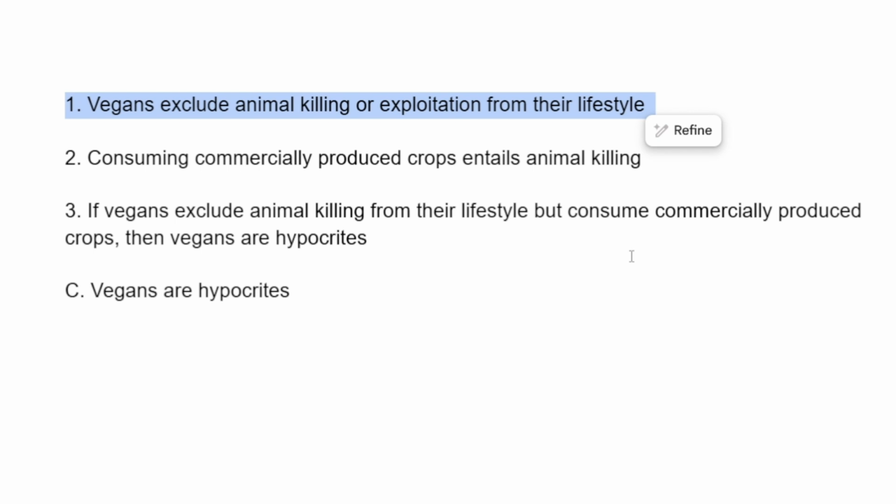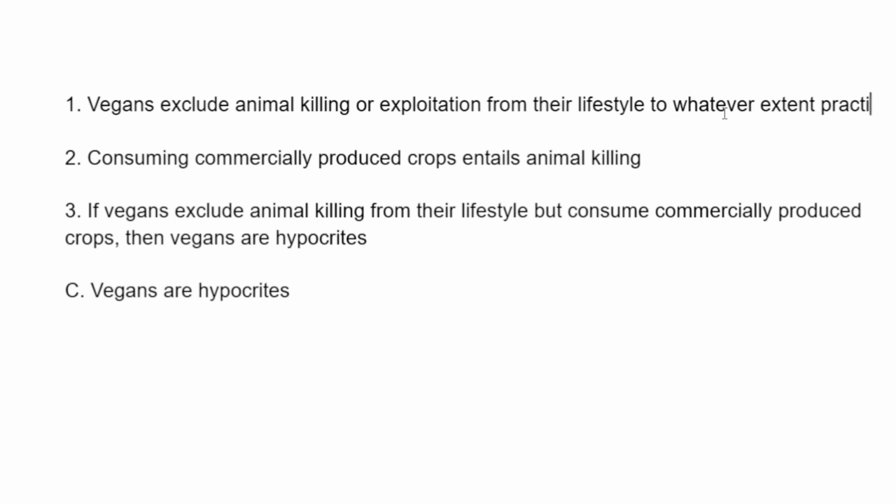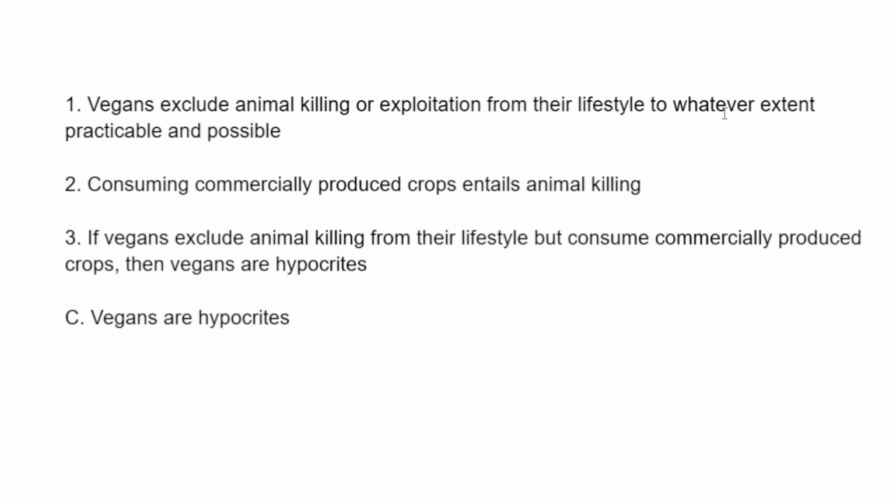Okay, I still have the instinct that I could be more charitable and further define this and say, okay, well, what if we say exclude animal killing to whatever extent practicable and possible is the phrasing that they have, right? Let's say consuming commercially produced crops entails animal killing. How do I want to phrase this? To an extent which would be practically and possibly avoidable. Yeah, if it's got to be practicable and possible, then yeah, it'd not be one of those things, right?